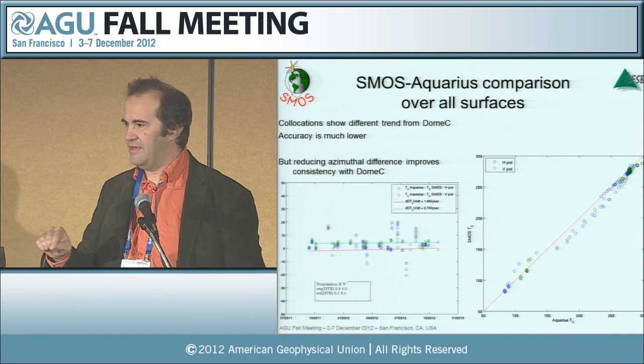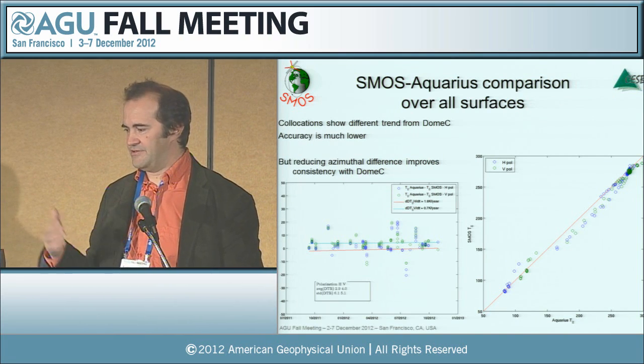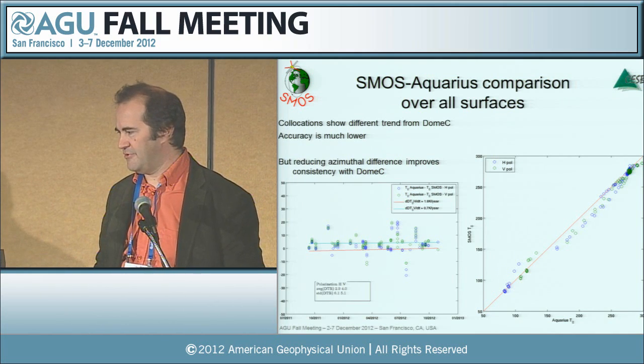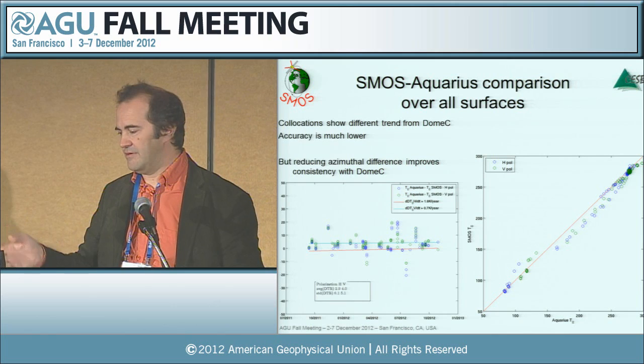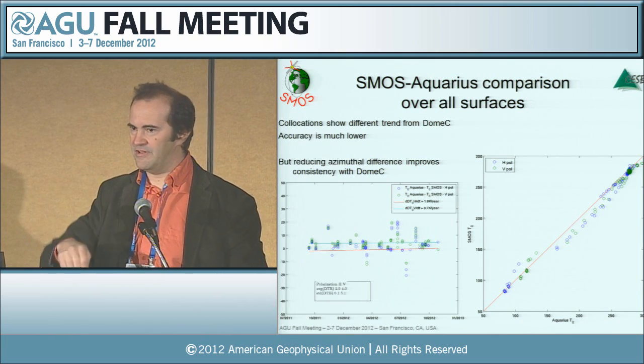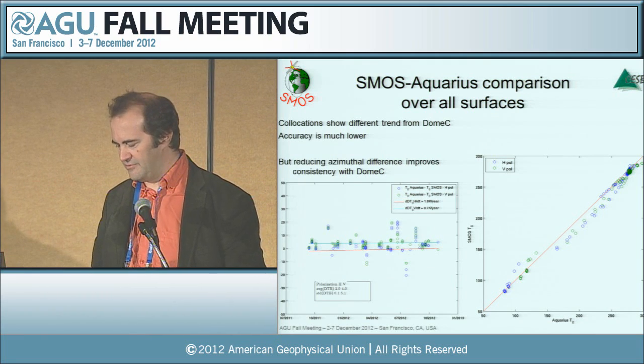That is the way SMOS and Aquarius are seeing foreign sources, such as the sun, which has a high impact in the SMOS field of view, or even, for the sea surface, the way that the galaxy is reflected on the ocean, which is not exactly the same thing because of the azimuth difference.